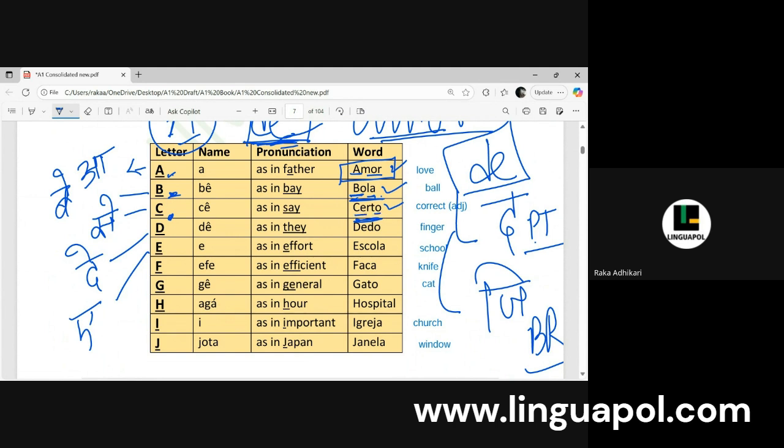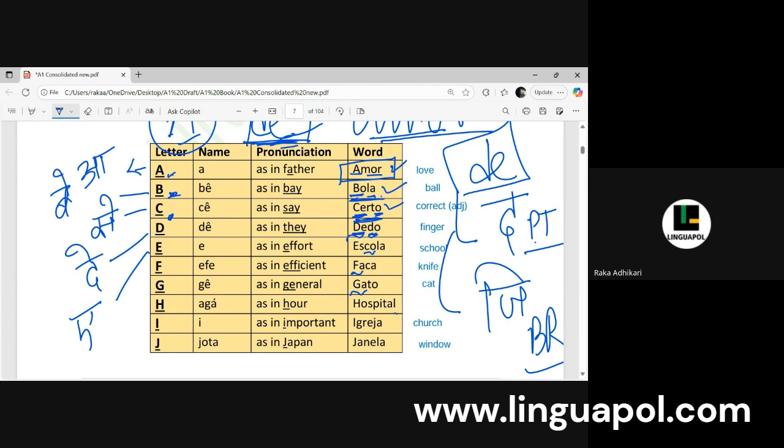Certo. We are stretching this and shortening this. Certo. Dedo. We are stretching this and shortening this. Dedo. Escola. Faca. Gato.